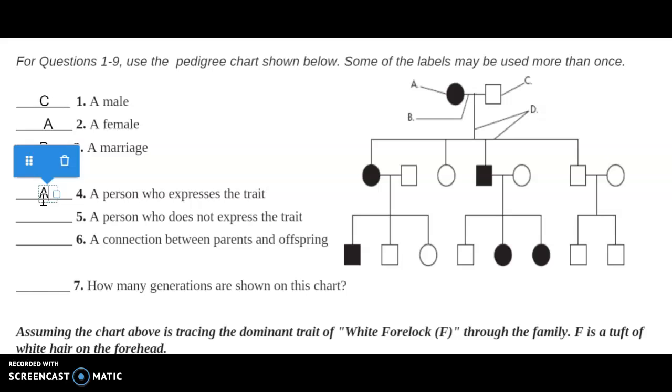A person who does not express the trait. The ones that are not shaded do not express whatever trait we're looking at. In this case, it would be C. A connection between parent and offspring, that'd be the ones that go down and across. So D is showing those connections between parent and offspring. And how many generations are shown in this chart? Well, that's generation 1, generation 2, generation 3. So there are 3 generations shown on this chart.